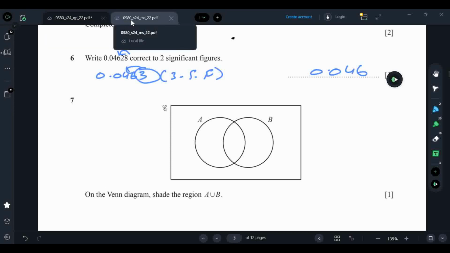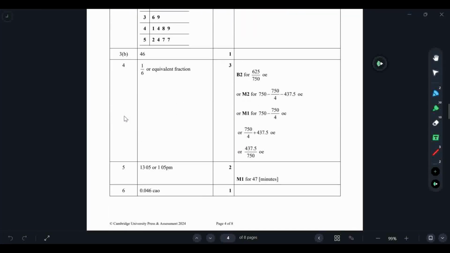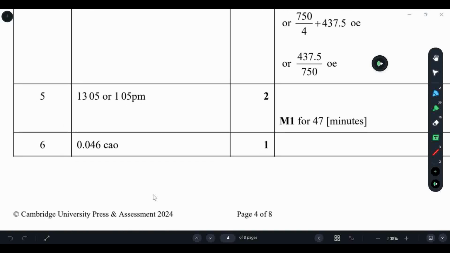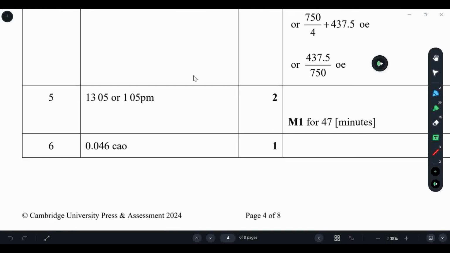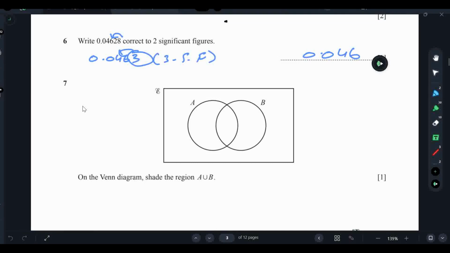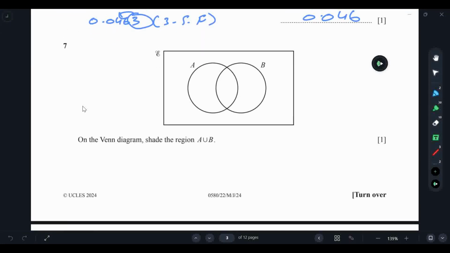Let me check questions 5 and 6. So question 5 is 13.5 and question 6 is 0.046. These two were the answers. You can see in the marking scheme they have mentioned 1 mark for 47 minutes. If you write only 47 minutes, you will have 1 mark. Now let's move to the next one.